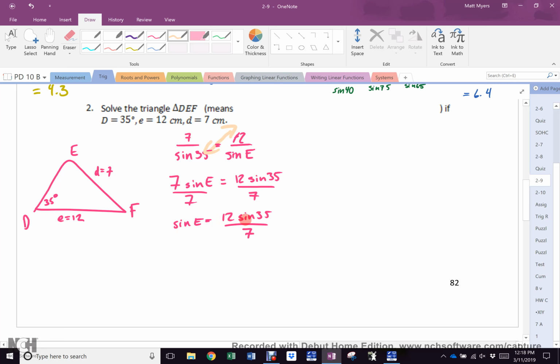Now, when you do this with your calculator, will you get the value of E? No! You will get sine E. So what must you do to get the value of E? Shift sine. So on your calculator, you are actually going to do shift sine, bracket 12 sine 35 divided by 7, close brackets. Now, if you have a backwards calculator, this is excruciatingly difficult. You are going to reverse this. You are going to go 35 sine times 12 divided by 7. But all that needs to be in brackets. And you are going to get what for an answer?